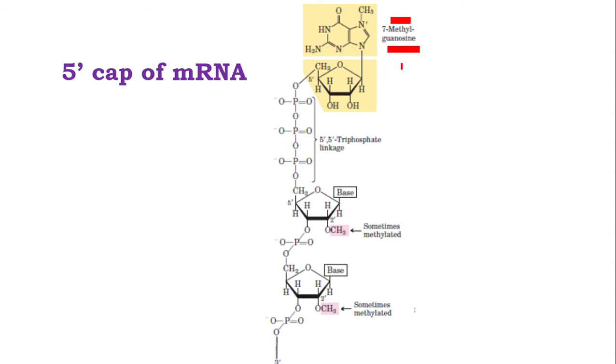What is guanosine? Guanine is a nitrogenous base. You know that. Guanosine is guanine plus a 5-carbon sugar. What is this sugar? It is ribose sugar. So guanine plus ribose is guanosine. The guanosine is added to the 5' end of the existing mRNA.